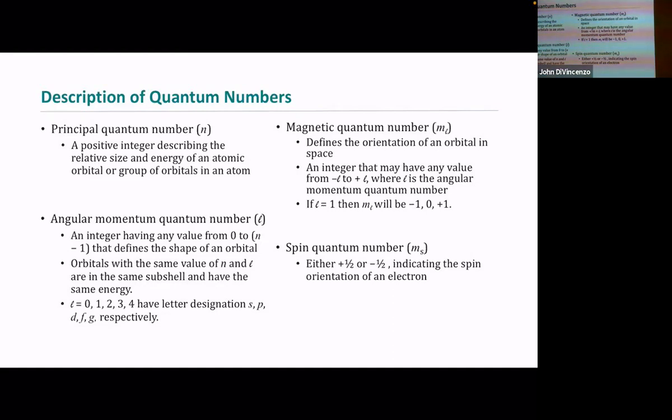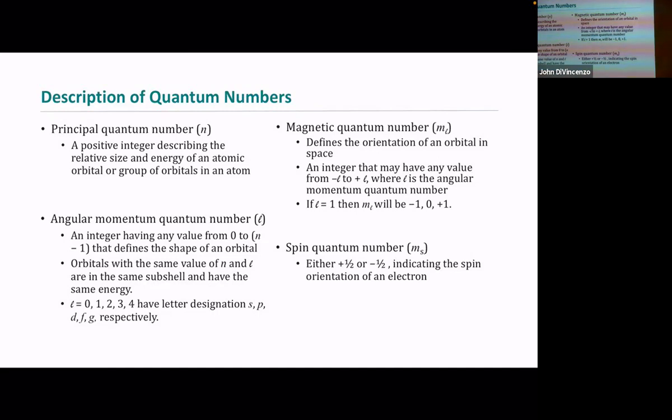The magnetic quantum number, M with a subscript of a cursive L, defines the orientation of the orbital in space. It's an integer that may have any value from negative L to positive L. So for each L, there are ML values, where L is the angular momentum quantum number. If L is equal to 1, then ML will have values of -1, 0, and 1. So it's the orientation of an orbital, the specific orbital within that subshell.